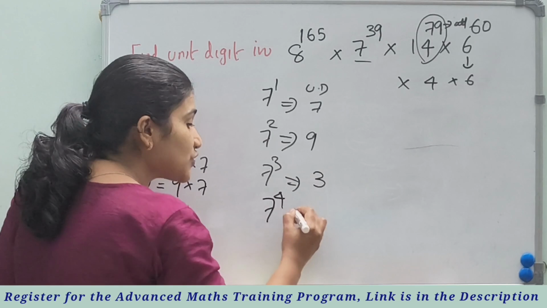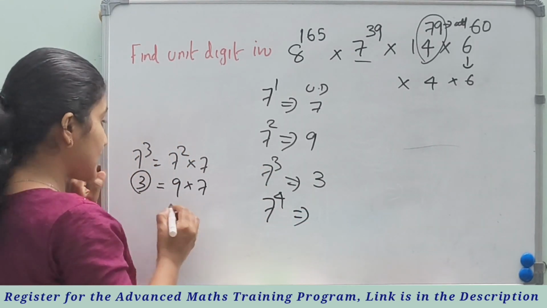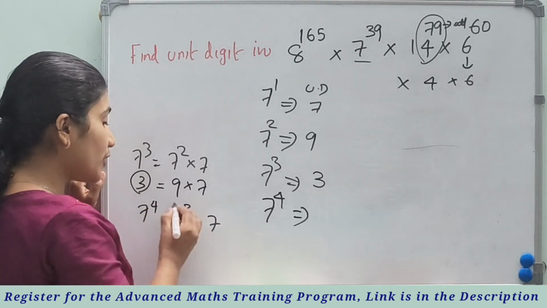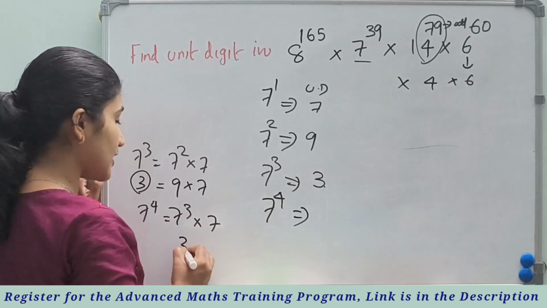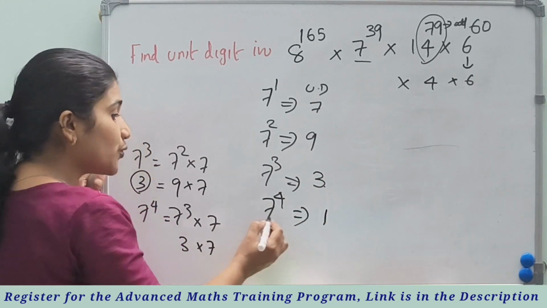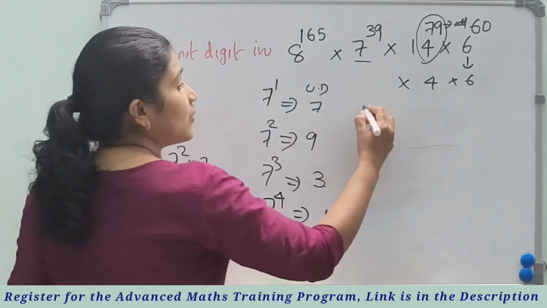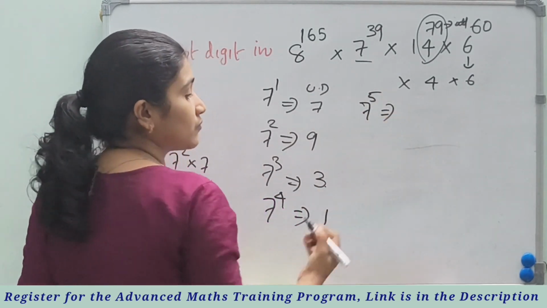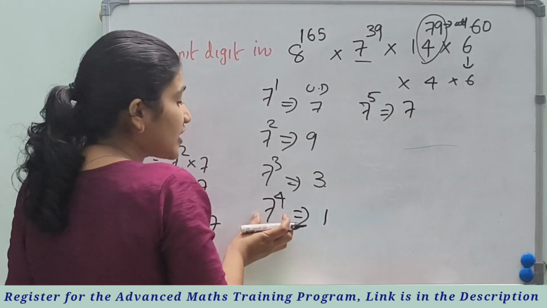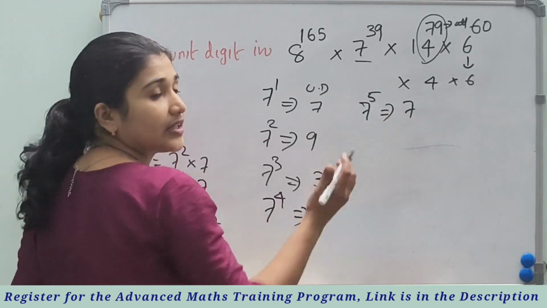In the same way, 7 raised to 4 is 7 cube into 7. The unit digit in 7 cube is 3, and here we have 7, so 3 into 7 is 21. The unit digit in 7 raised to 4 is 1. Similarly, 7 raised to 5 is 7 raised to 4 into 7, so 1 into 7 is 7.